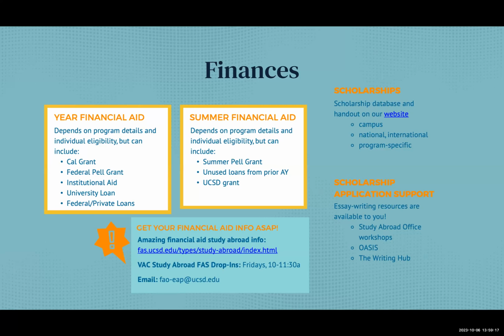As a general rule, if you are getting financial aid from UC San Diego, your financial aid can go with you on study abroad programs, most of them, certainly on these two, being UCEAP and global seminars. It's important to note in the two boxes here that there are different pools of aid money available at different times of year. During the academic year, depending on the program details and your own individual eligibility, you may be able to get financial aid from any of these sources: Cal Grant, Pell Grant, institutional aid, which is basically UCSD grant, university loan, or federal private loans.